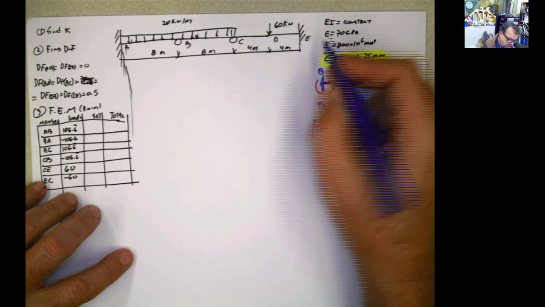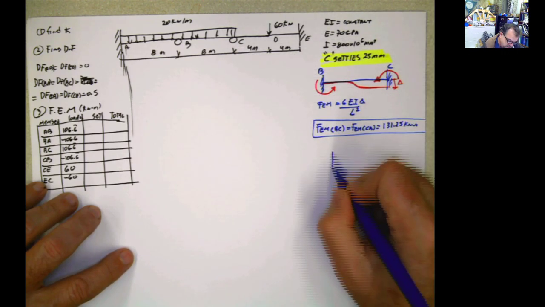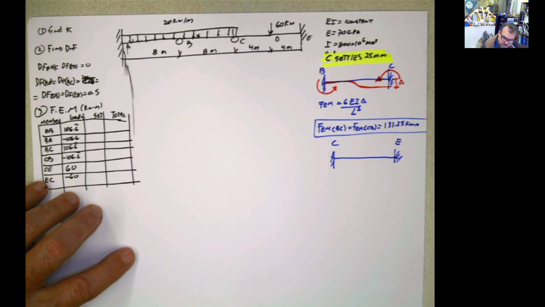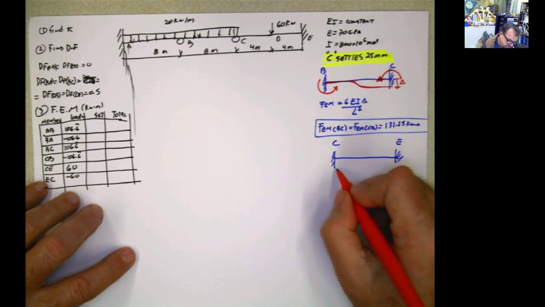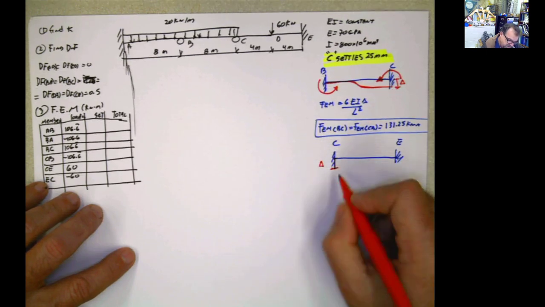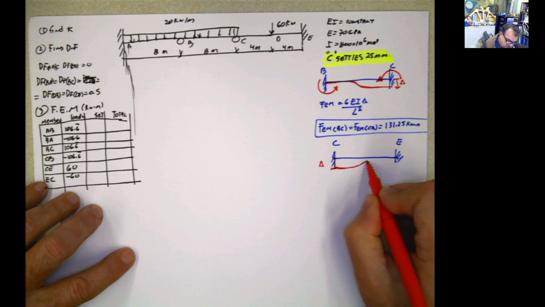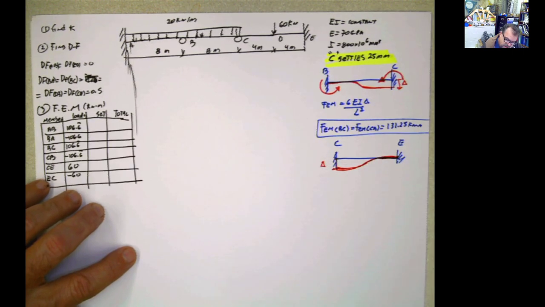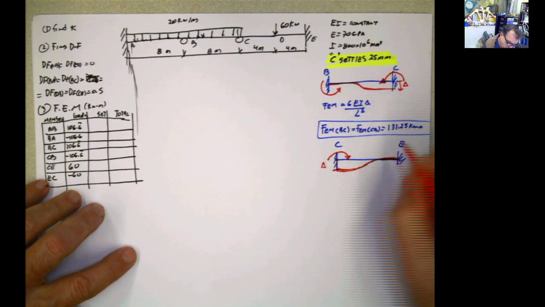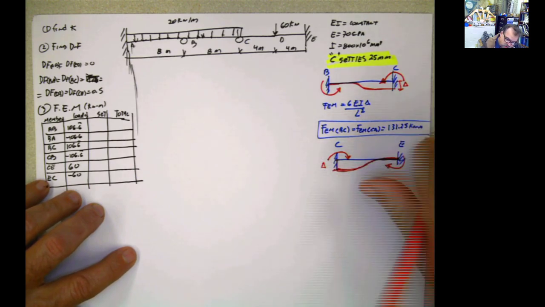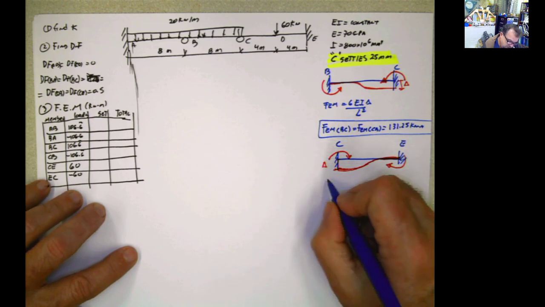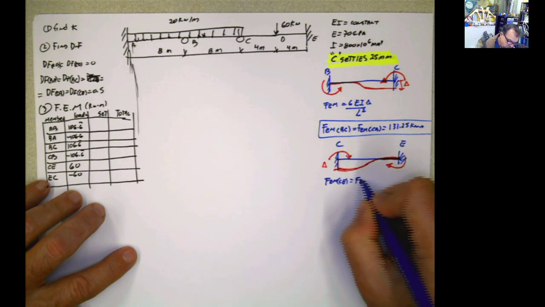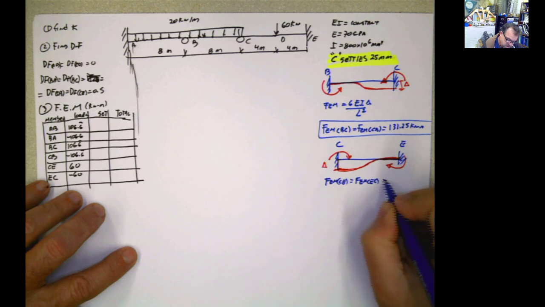Now, for the other case, which is CE, this is the original member, like that. This is C and this is E. But now the settlement, of course, happens at this end, at C. And this is the settlement happening here, delta. So the beam is going to deform like that. And then in order for this to happen, this is creating this type of moment, which is, according to our convention, negative. And that moment, fixed moment CE, is going to be equal to the fixed end moment EC, the same value but negative.